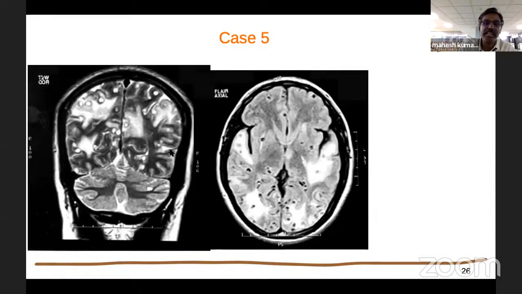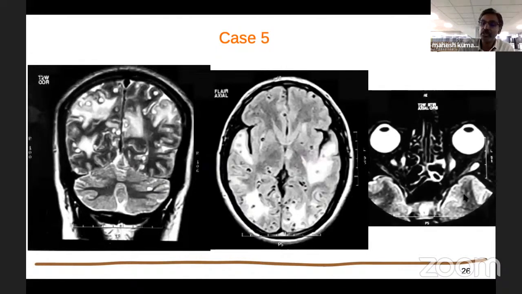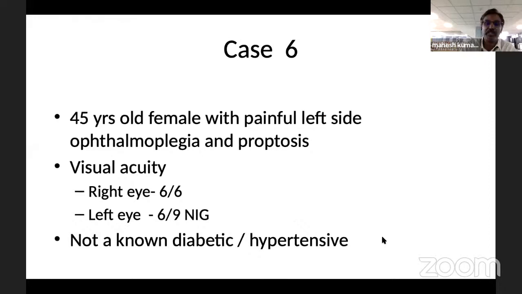You can see these are all tiny cysticerci, which were causing hydrocephalus, and orbital imaging also showed cysticerci in the recti muscles, in the lateral rectus and the medial rectus here. So this is another manifestation of neurocysticercosis presenting to the ophthalmologist.